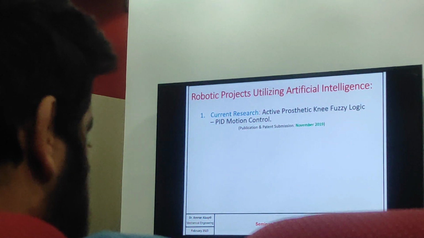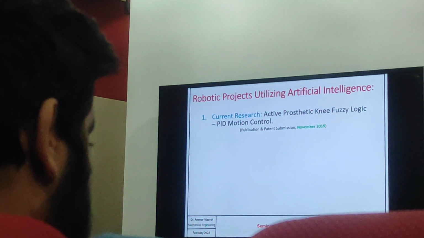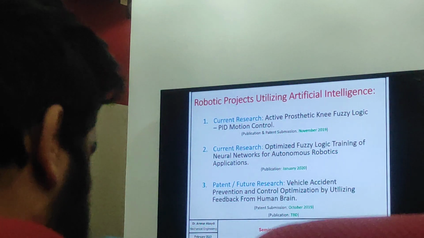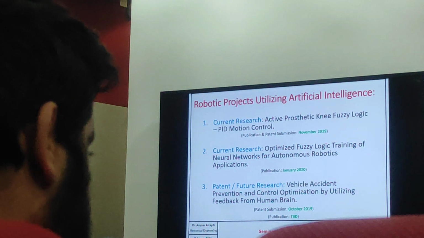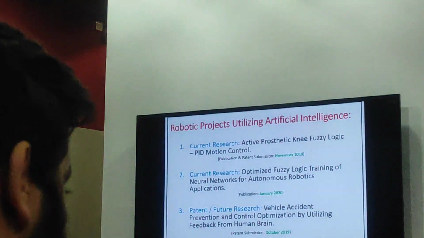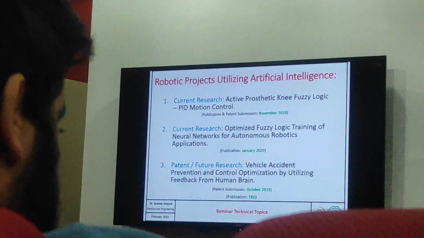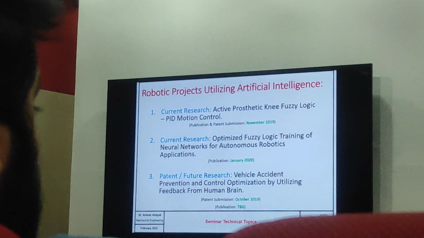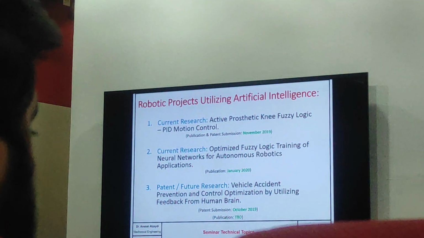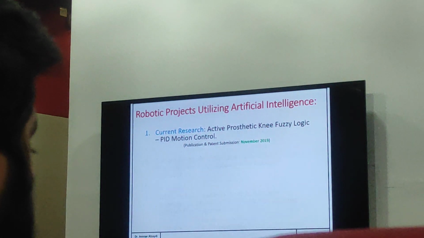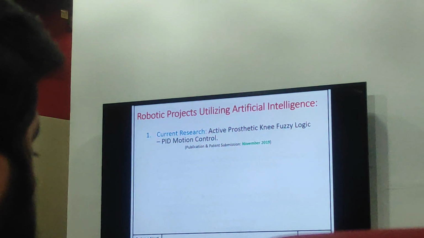Today I'm going to cover 3 different topics, very briefly, that I talked about a lot in the past. 3 different topics to show you the ideas, or how simple the ideas need to be, but how effective they should be. So we're going to talk about some active prosthesis, some optimized fuzzy logic training or new artificial intelligence type of training. We're also going to talk about some future research that we have in mind.